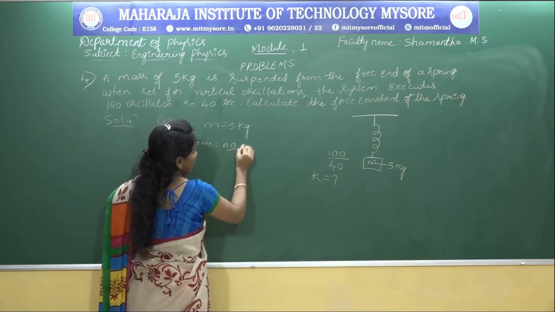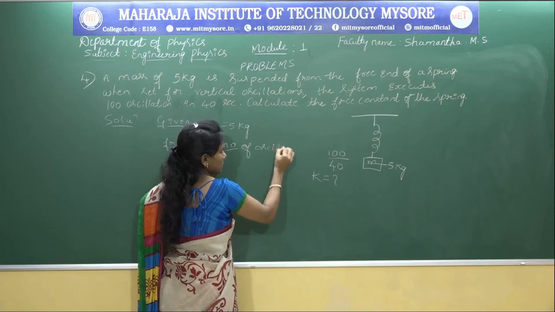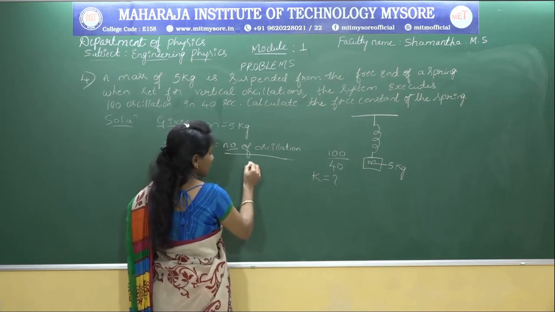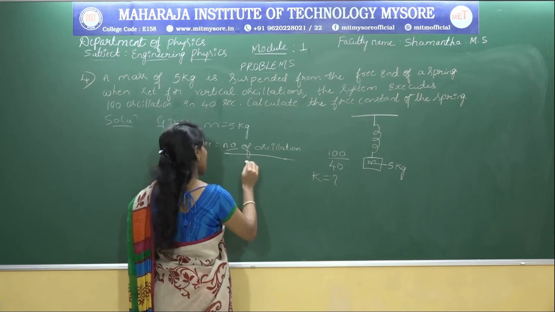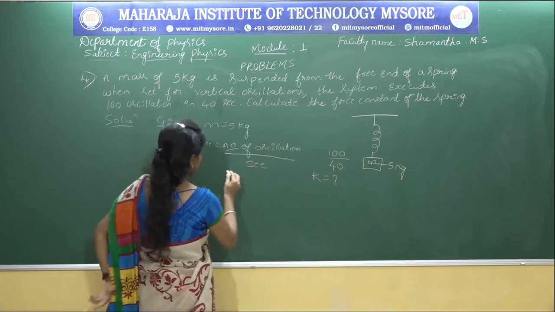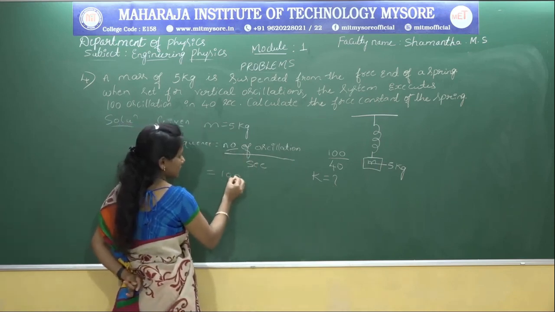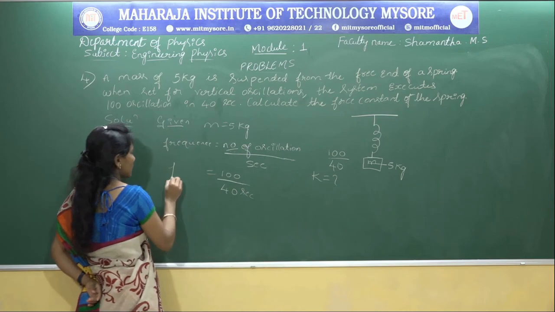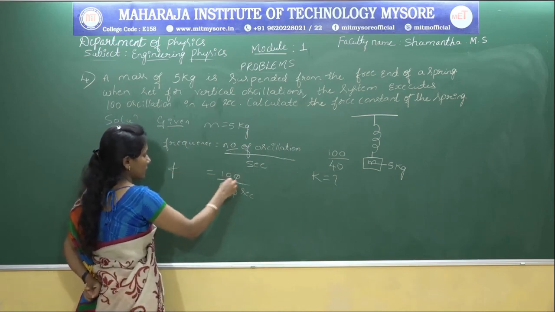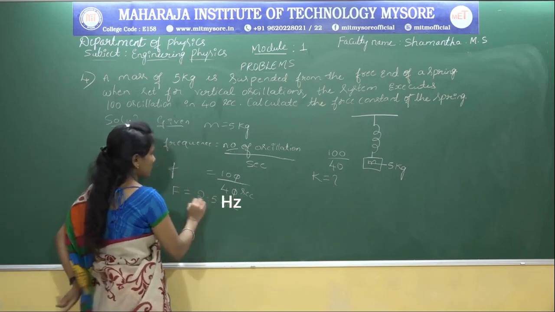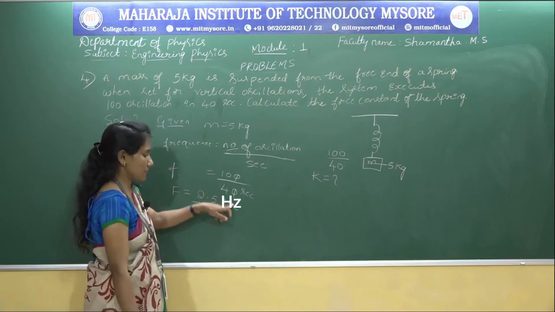Number of oscillations per second. So, what is that number of oscillations? That is 100 oscillations. And what is the time given? 40 seconds. Okay, then calculate the frequency. Then what we will get? If we simplify this, then we will get frequency F is equal to 2.5 per second.